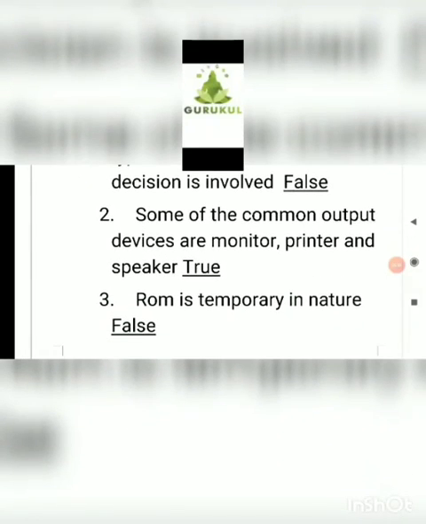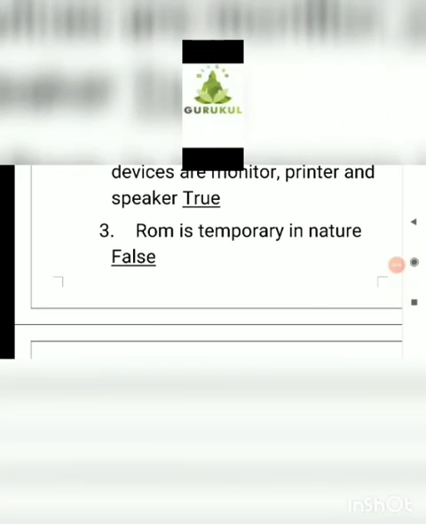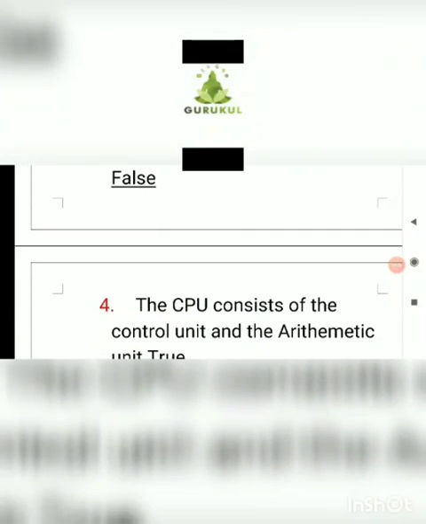Some of the common output devices are monitor, printer and speaker. True, because these are examples of output devices. Next one is ROM is temporary in nature. False. Why? Whatever is saved in the ROM is not erased when the computer is switched off.